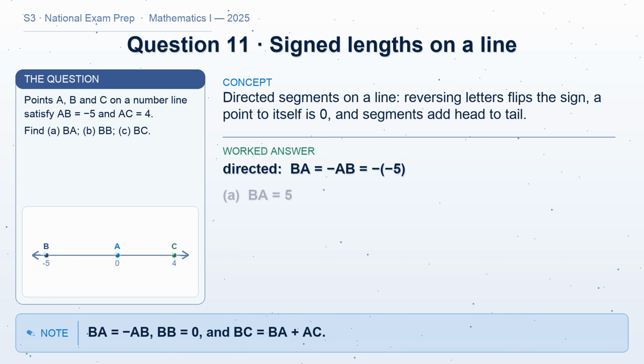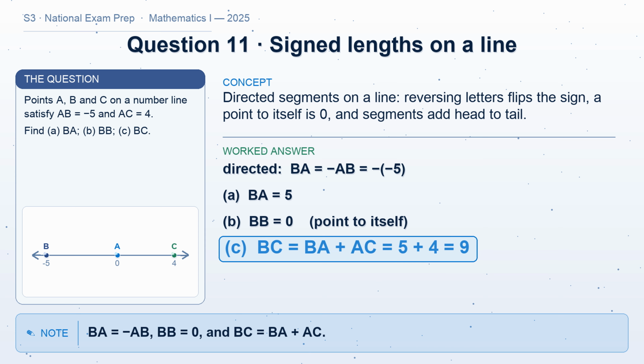For part A, BA is the opposite of AB, so BA equals minus 5, which is 5. For part B, BB goes from a point to itself, so it is 0. For part C, BC equals BA plus AC, that is 5 plus 4, which is 9. So BA is 5, BB is 0, and BC is 9.